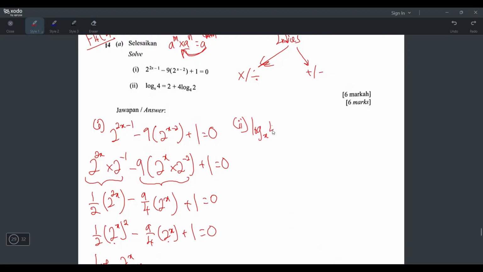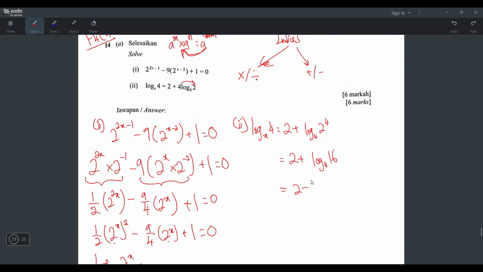The log x base 4, I leave it. The 2, I leave it. But wait, this one, you can just do this. So how you do it is like that. The 4, you can actually move it up like that. So it becomes log 4 and then 2 power 4, which is 16. So it ends up with 2 plus log 4 and then 2 power 4 is 16. And then what is log 16 base 4? It's 2.